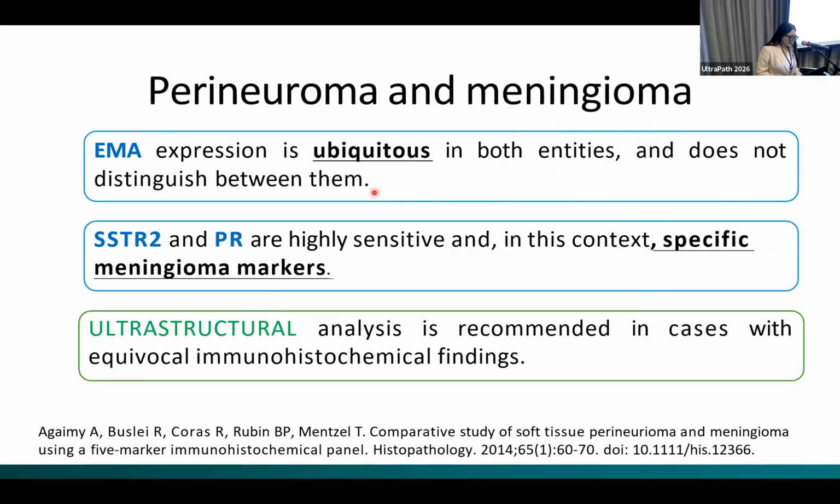So, as I previously said, EMA doesn't help to distinguish between these two entities. But if we have a case where there is this probable confusion, we can be supported by the expression of somatostatin type 2 receptor and progesterone receptor. And in cases when the immunohistochemical markers are not conclusive, it's recommended to perform an ultrastructural analysis.